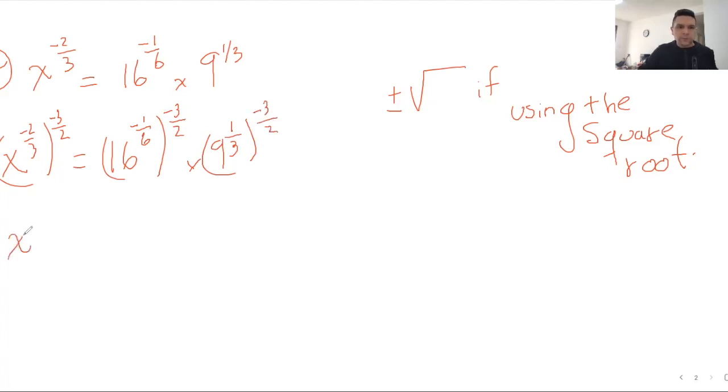This simplifies to x to the 1st power, right? And then let's see, 16 to the positive 3 over 12, right? Positive 3 over 12. And then the 3 goes into 12 four times, right? So this would be to the 1/4. And then this would be 9 to the negative 1/2, right?